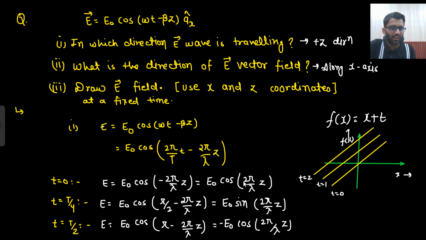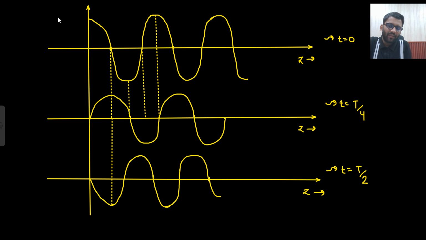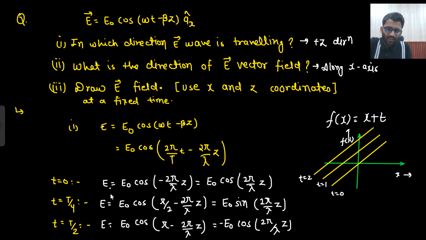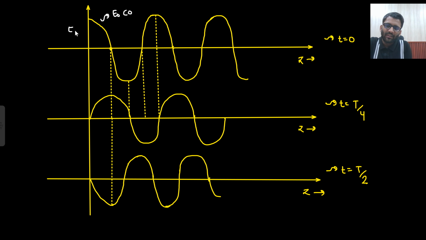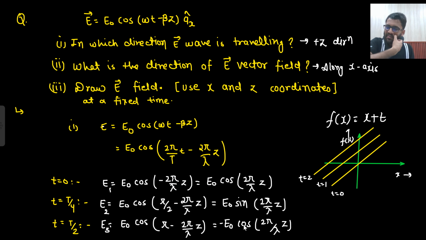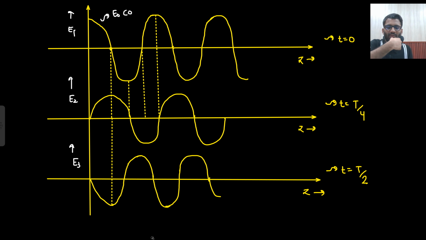So can I draw the waveform of E naught cos(2π/λ · z)? With respect to z, I will draw. So this I am drawing, E naught, this I can call E1, E2, E3. This is my E1, this is my E2, and this is my E3. This is actually the negative cos. For t equals T/2, if I put it here, you get π − θ. This is the correct expression, but this waveform is wrong now.